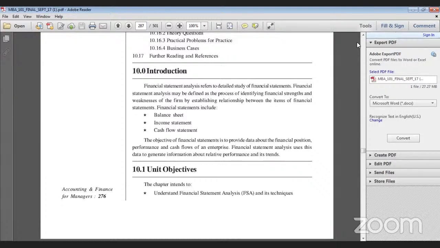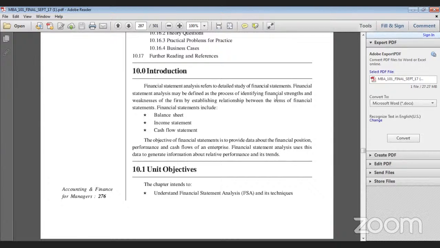Yes, this is the 10th unit. Financial statement analysis refers to the study of financial statements. Financial statement analysis may be defined as a purpose of identification. These are the balance sheet, income statement, and the cash flow. So these three parts are financial statements.